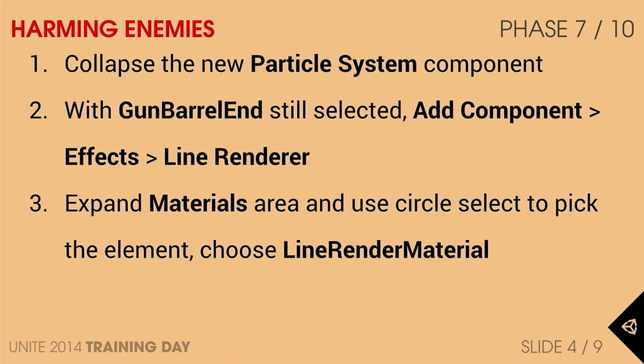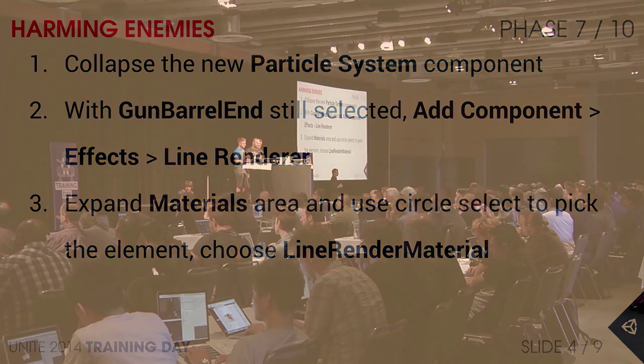So what we did here is we've collapsed the new particle system component. With the gun barrel end still selected, we added component effects line renderer. We then expanded the materials property, and we have applied the line renderer material to it, which will give it the look of what we want.